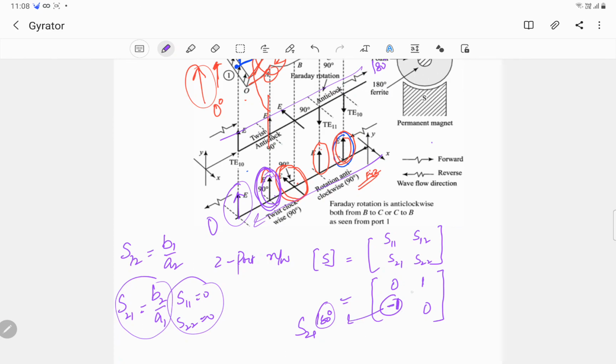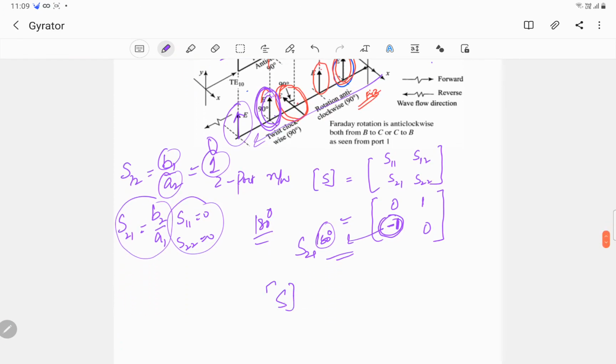So far as the forward direction is concerned, that's S21, and in the forward direction we have a phase difference of 180 degrees, so this element is -1. And in the other direction, S12, which is B1 by A2, should be equal to 1 because there is no phase difference in the backward direction. So that's all. The S matrix would be 0, 1, -1, 0 for a gyrator.